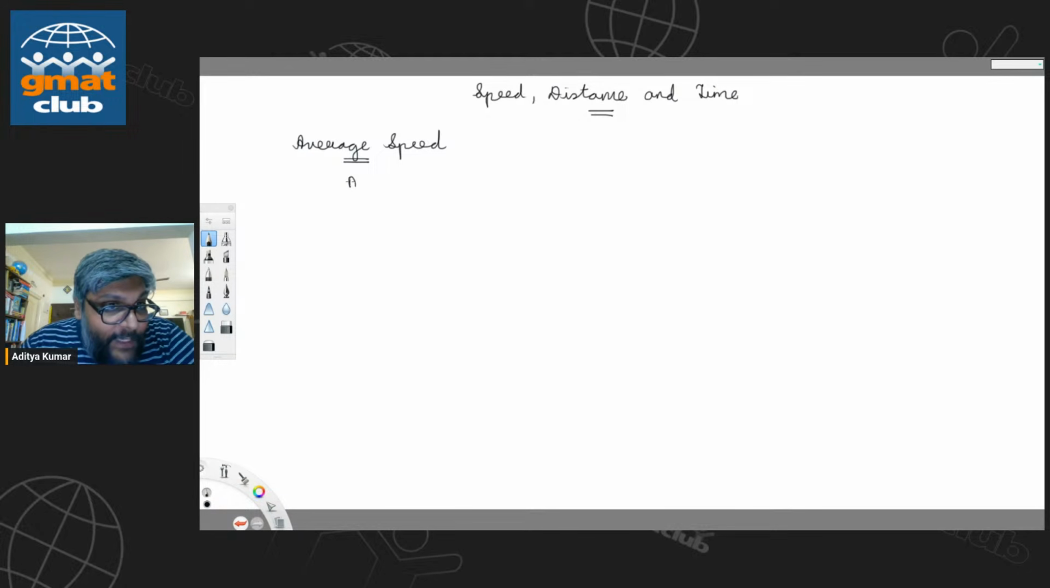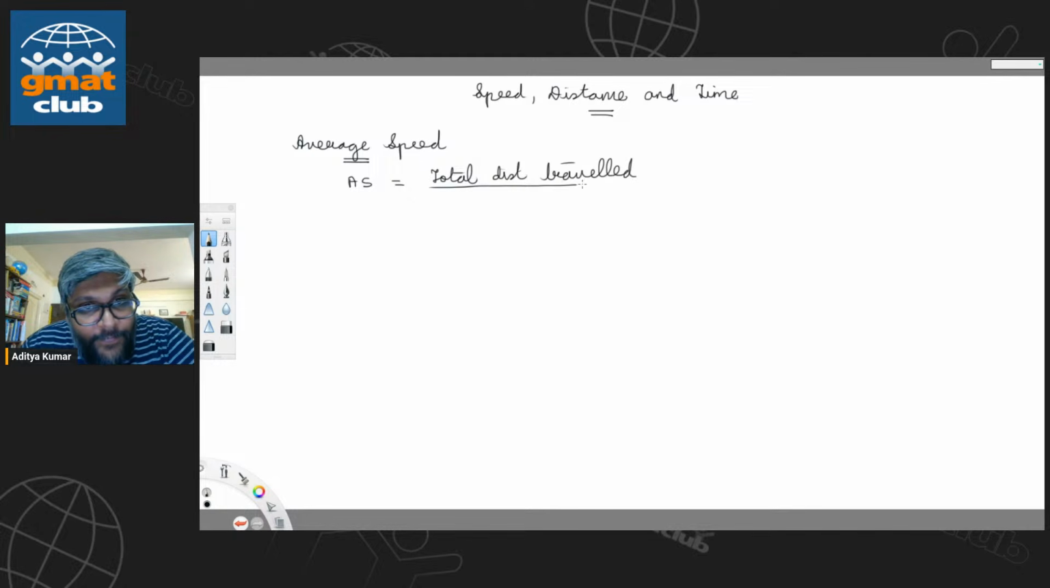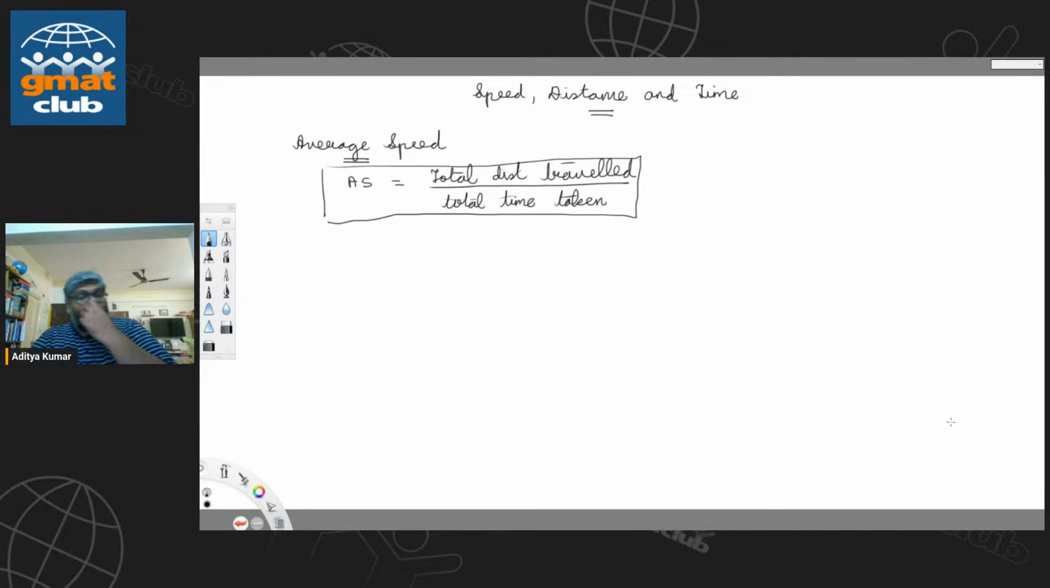So the average speed, since it depends upon both distance and time, is defined as the total distance traveled divided by the total time taken. This is the universal formula of average speed, right? It's the total distance traveled divided by the total time taken. Now this formula can actually be tweaked.